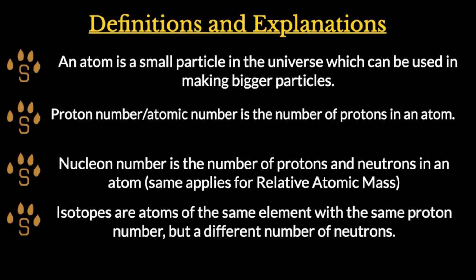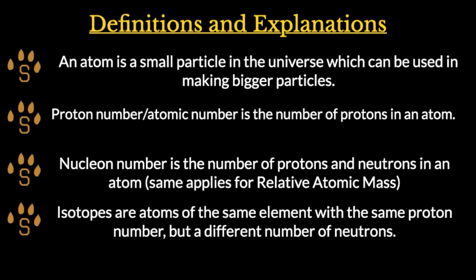Now we're going to look at definitions and explanations. An atom is a small particle in the universe which can be used in making bigger particles. Proton number or atomic number is the number of protons in an atom. Nuclear number is the number of protons and neutrons in an atom. The same applies for relative atomic mass, which is the sum of the mass of protons and neutrons in the nucleus of an atom. Isotopes are atoms of the same element with the same proton number but a different number of neutrons.